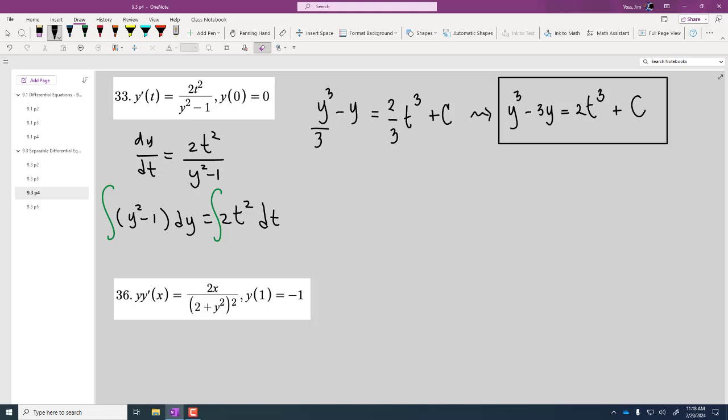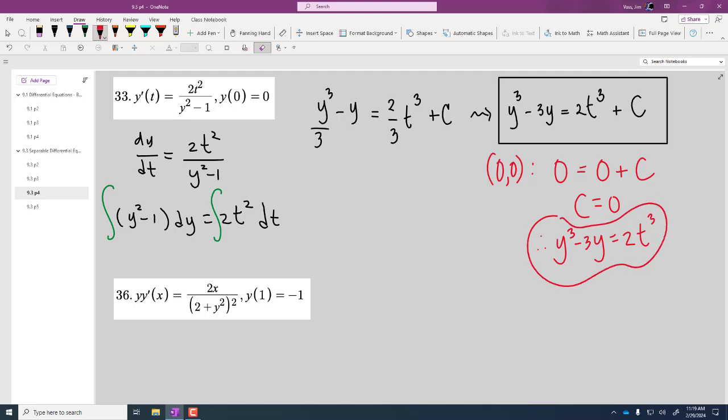Let's see if the particular implicit can be rewritten like we rewrote on the last one. Let's check. So we're going to take our initial value, the origin. So the origin is on this curve. So we plug in 0 on the left, we plug in 0 on the right. We see that C must be equal to 0. So therefore, our particular solution in implicit form is this. So that's our particular in implicit form.